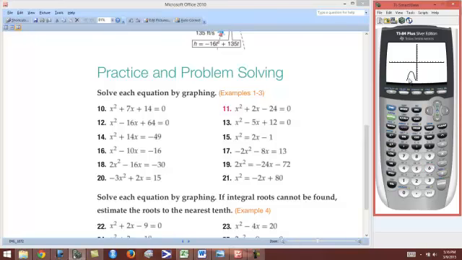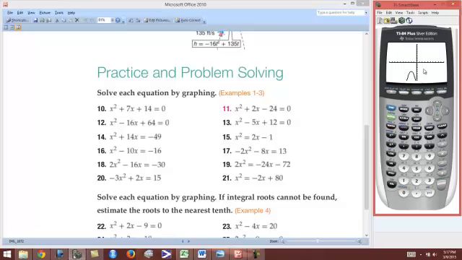Okay, so you can see the graph doesn't come close to the x-axis. So this has no real solutions. It has a couple of complex solutions, but no real solutions. And there's no need for us to look any further at this graph. So we've pretty much solved this.